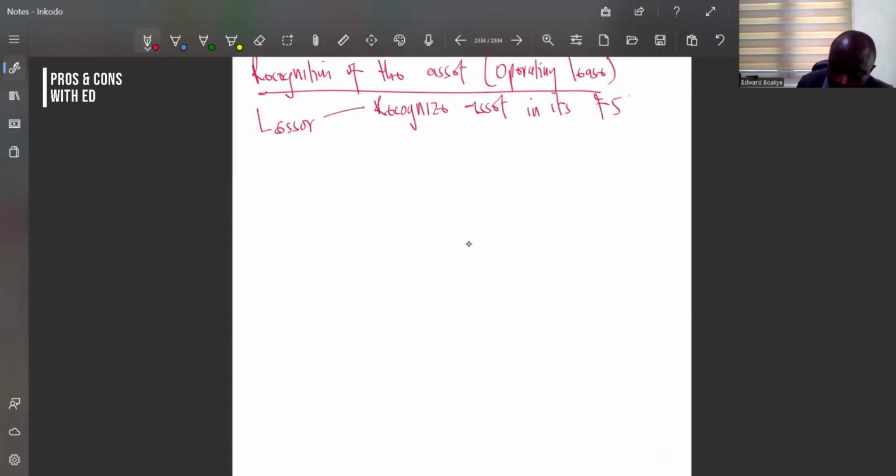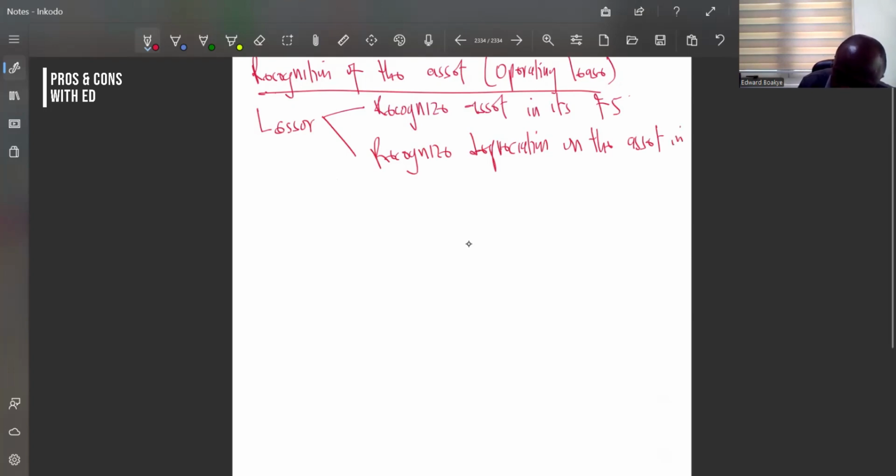Recognize the asset in its financial statement and also recognize depreciation on the asset in its what? Financial statement. But the lessee is not going to recognize anything in terms of asset. The lessee is not going to recognize anything in terms of what? Asset.